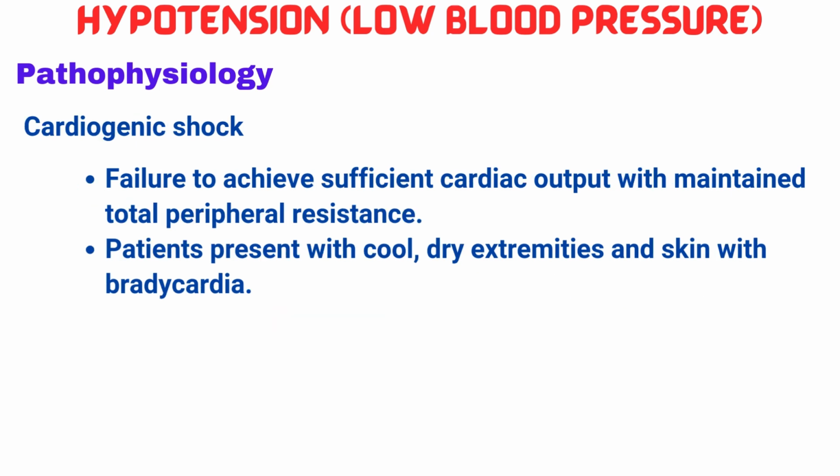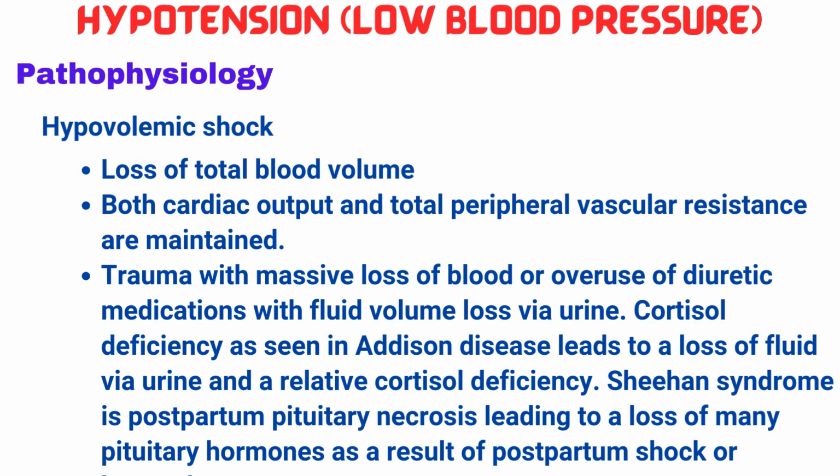Cardiogenic shock is a failure to achieve sufficient cardiac output with maintained total peripheral resistance. Classically, these patients present with cool, dry extremities and skin with bradycardia. Hypovolemic shock is a loss of total blood volume such that the blood pressure is not maintained. Both cardiac output and total peripheral resistance are maintained.